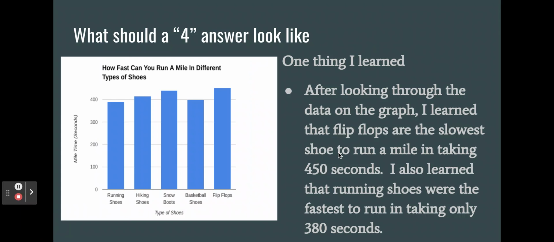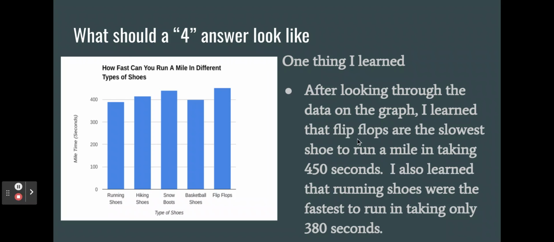You don't just say that they're the slowest. I went on and added how long it took to actually run a mile in flip-flops by saying 450 seconds. I also then, to really bump it up to a level 4, added a second fact. I also learned that running shoes were the fastest, and then again I addressed the data, saying the time. So they ran it in 380 seconds on average. So by addressing the data, by putting 450 seconds and 380 seconds, I provided evidence for my claim.